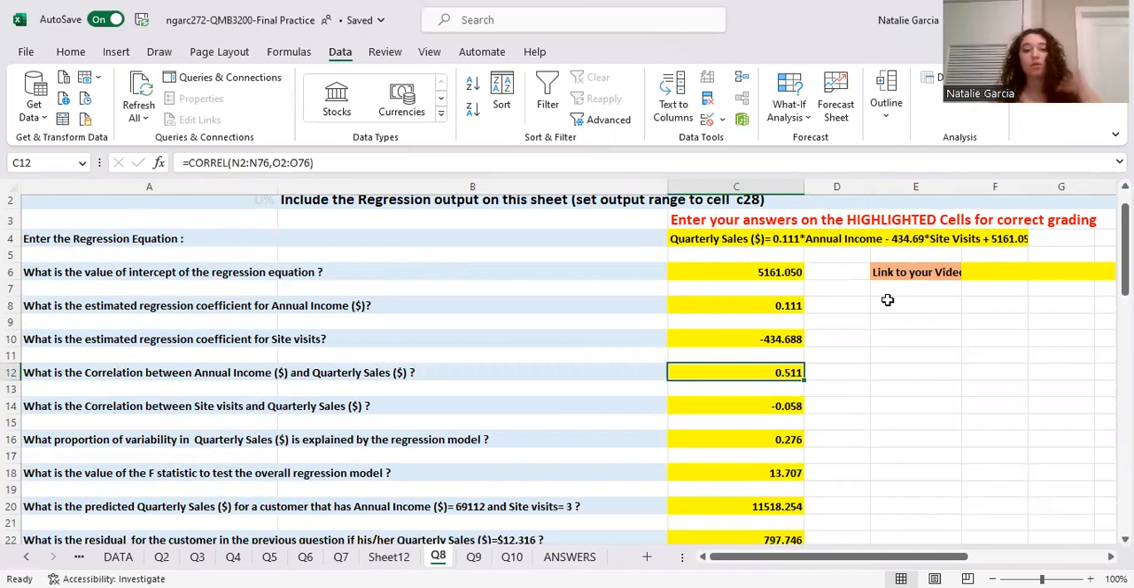You put equals CORREL. You're going to highlight quarterly sales, comma, highlight annual income. For the next question, it's going to be what is the correlation between site visits and quarterly sales? It's going to be the same thing, equals correlation. You've got to select site visits, comma, select quarterly sales. They're the arrays that you're selecting to check for correlation.